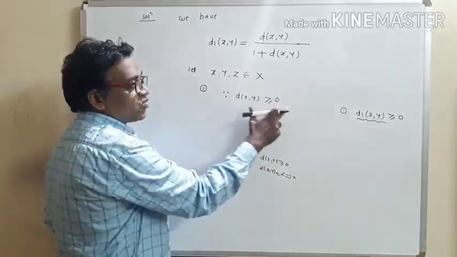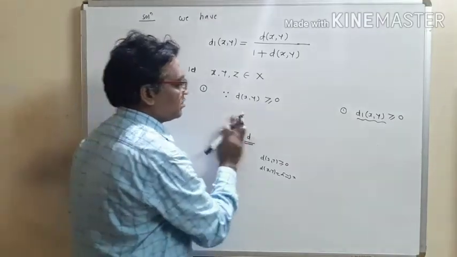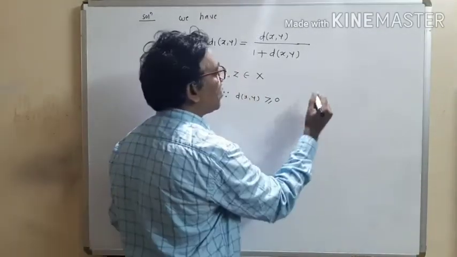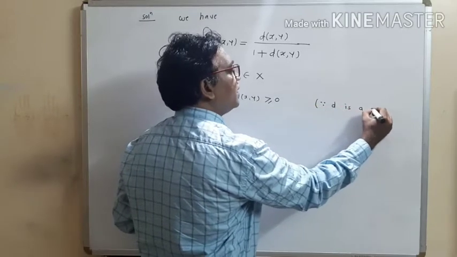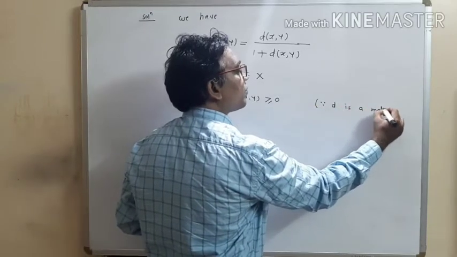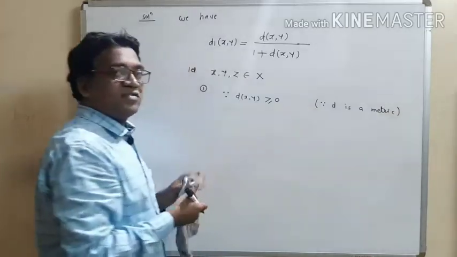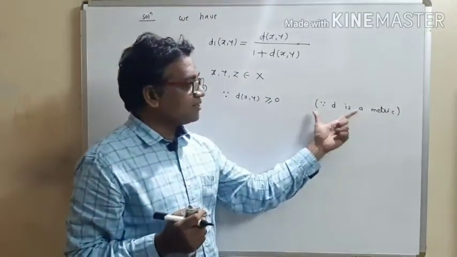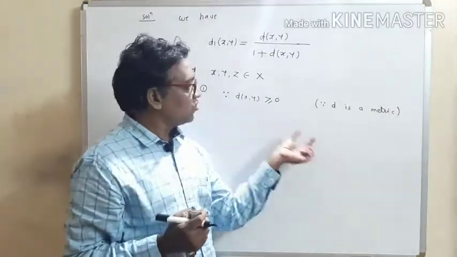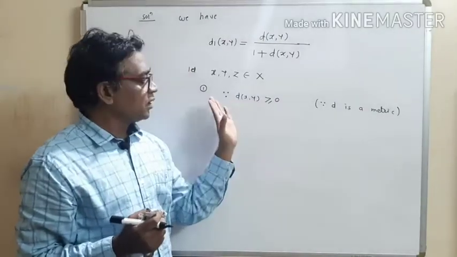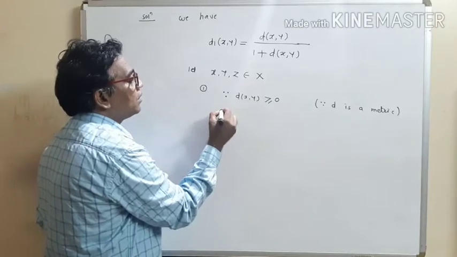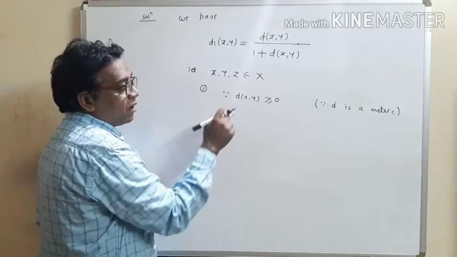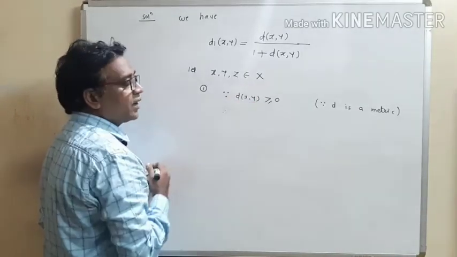So this d(x,y) is non-negative. What is the reason? Just give the reason, because we are given that D is a metric. Metric means it satisfies the 4 conditions. So this is that first condition, d(x,y) is non-negative. Therefore, now d(x,y) is non-negative.